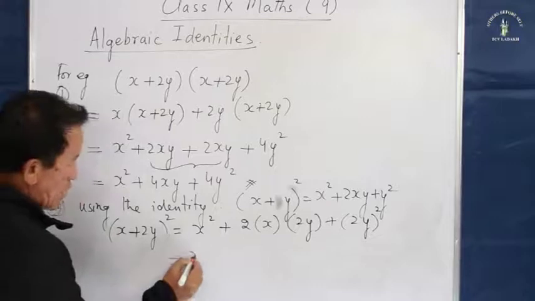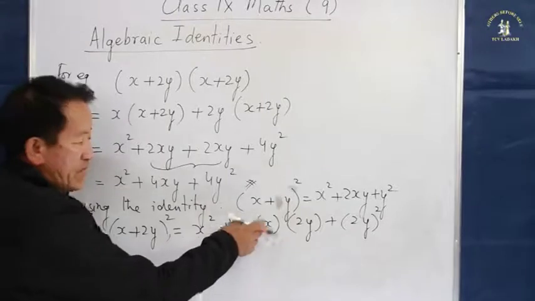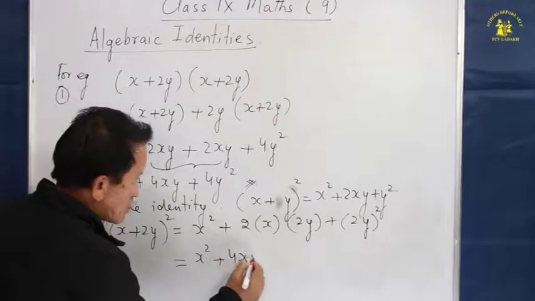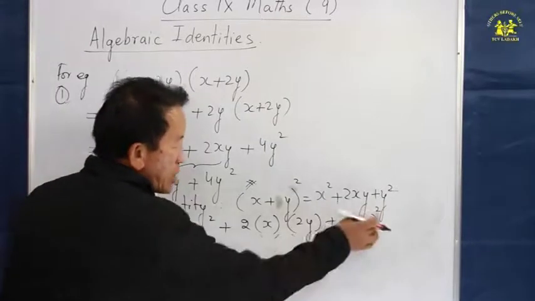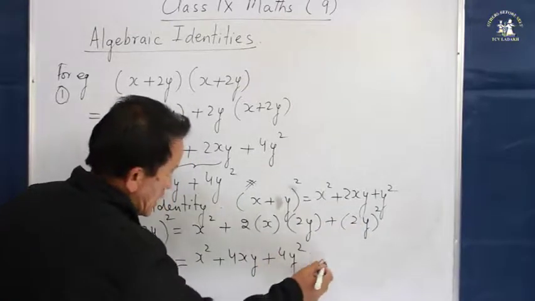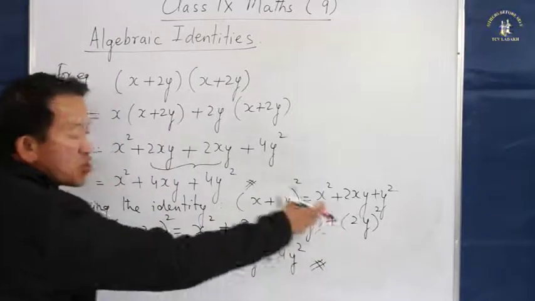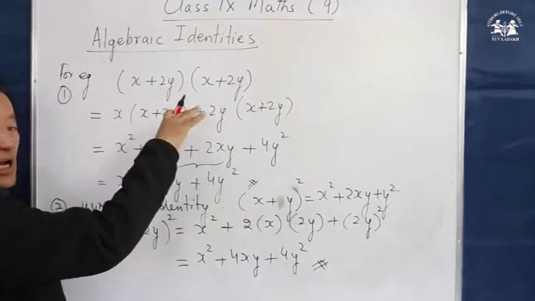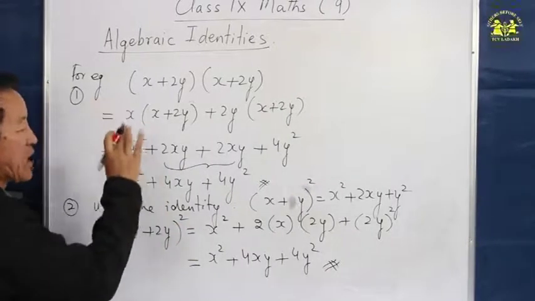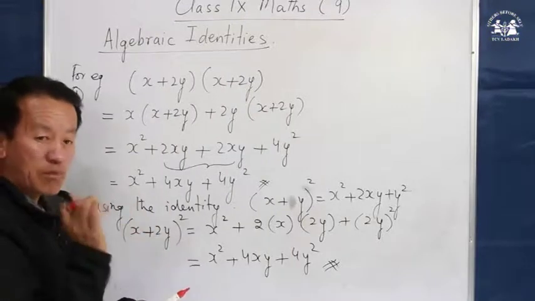So that will be equal to x squared plus, multiply the numerals or constants together, 2 2s are 4, 4x into y, 4xy plus 2y square. Square of 2 is 2 2s are 4, and square of y is y square. So we are getting the same result. So this is using the identity, and this is by actual multiplication. This is one part of the application of algebraic identity, where we use the identity to find the product.